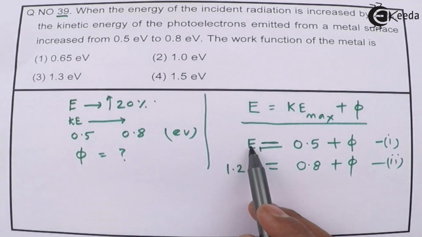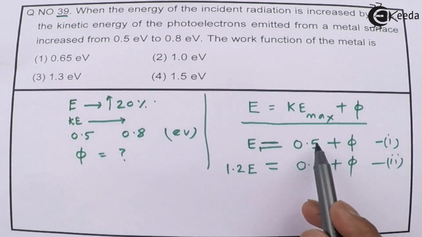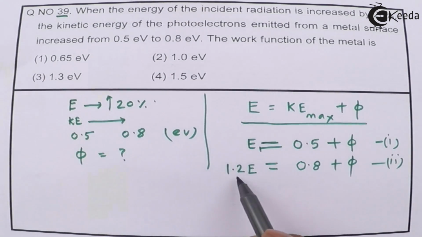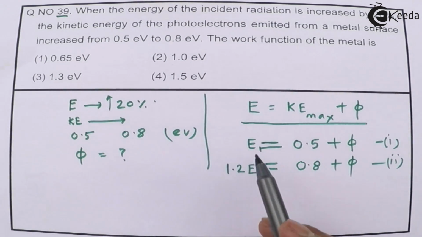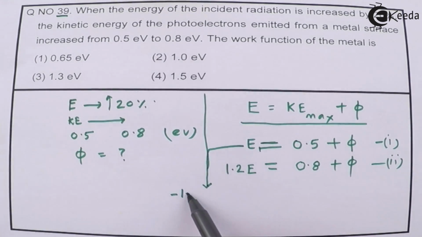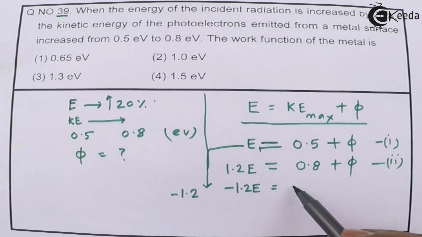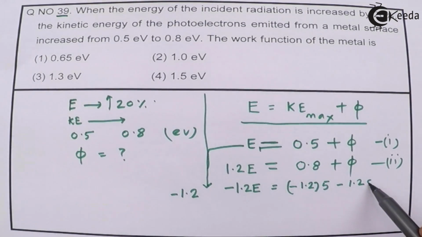I don't want E, I want this to be eliminated. So I multiply this equation by minus 1.2. I write this equation after multiplying minus 1.2 throughout the equation. This will become minus 1.2 E equals minus 1.2 multiplied with 5, minus 1.2 phi.